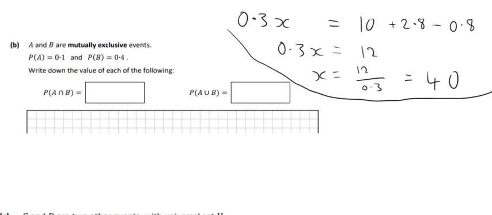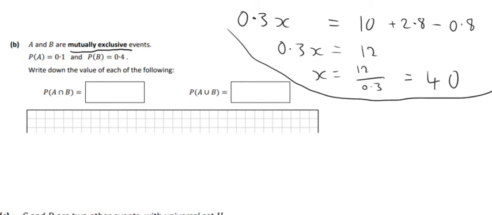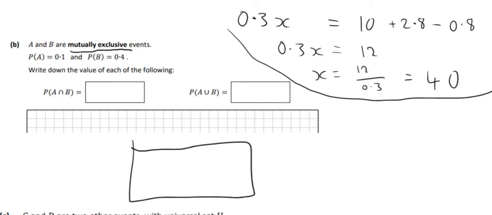This one is a mutually exclusive event. So if they're mutually exclusive, well then there's no overlap in the middle, so it's just two different ones like that. That's the way your Venn diagram would look. So there's no intersection, there's no overlap.